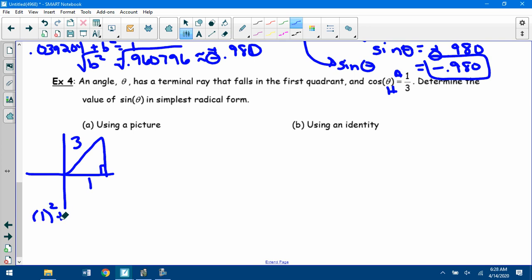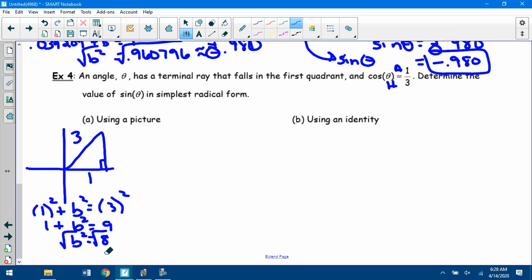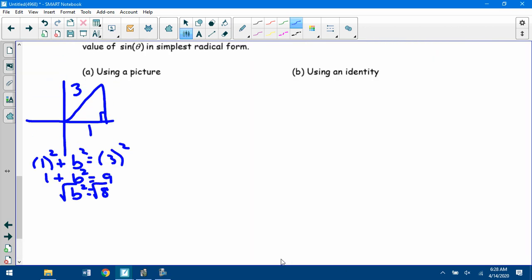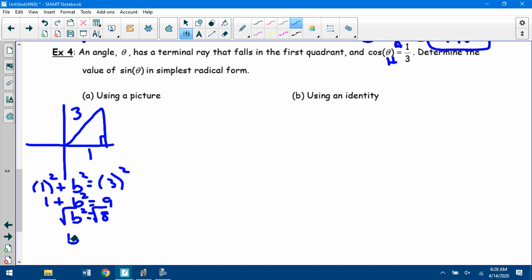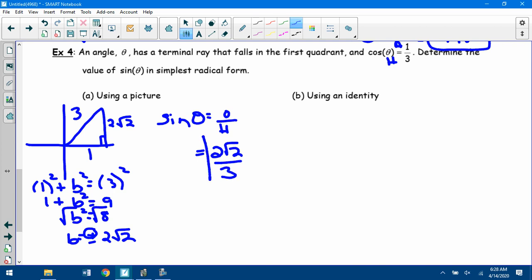1 squared plus b squared equals 3 squared. 1 plus b squared equals 9. B squared is 8 when I take the square root. Carefully, you need simplest radical form, so don't leave it as radical 8. What would that be? B would equal plus or minus, 8 is 4 times 2, so plus or minus 2 radical 2. But since I'm going up, it's positive. So if I want sine of theta, opposite over hypotenuse, the opposite is 2 radical 2 over the hypotenuse of 3. And there we have it.